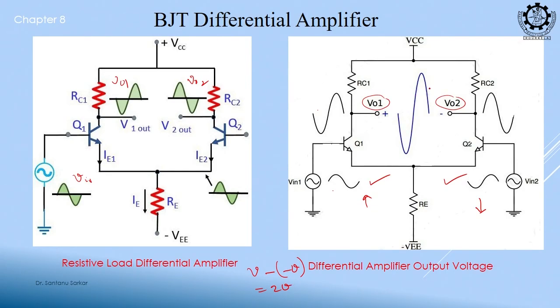So, you see this output, this is the differential output, this is a single ended output. Single ended means I am thinking only of this branch, but this is VO1 minus VO2, this is called differential in, differential out. So, if you subtract the outputs, it is actually getting doubled. This is another advantage of the differential amplifier.